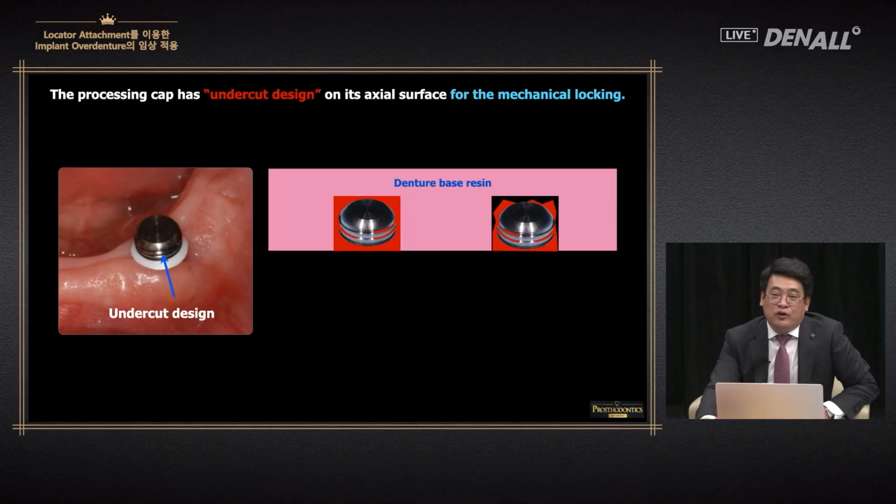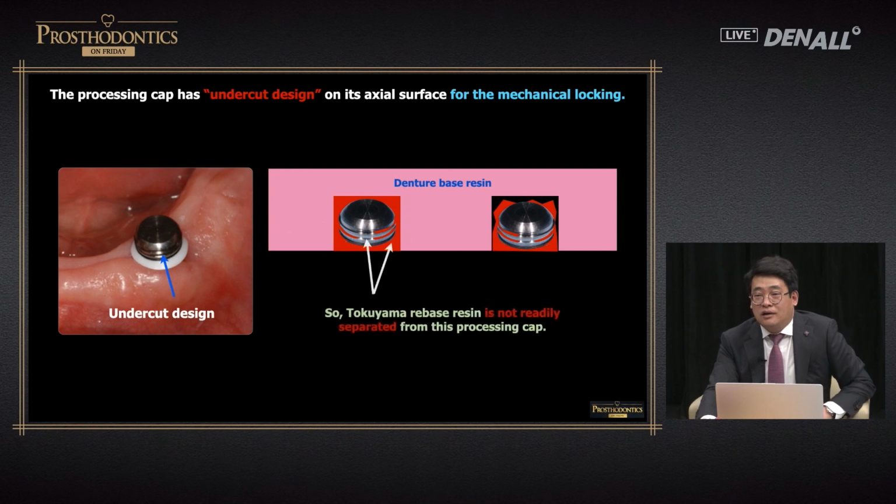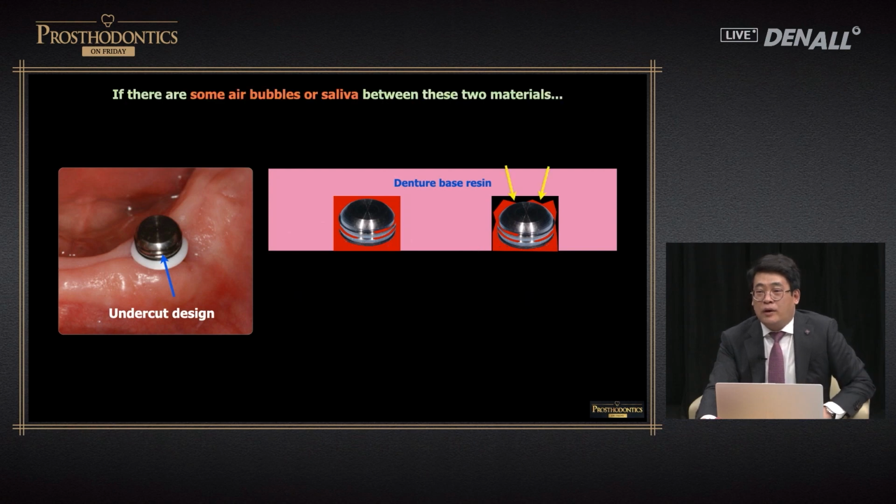If you rush, there can be bubbles. If you look at the processing cap, there's undercut. When you attach it, there's no major problem if there's no air bubble. However, if there is bubble or saliva, the nylon nail is quite strong, and when the patient continues to use it, it can be removed like this.